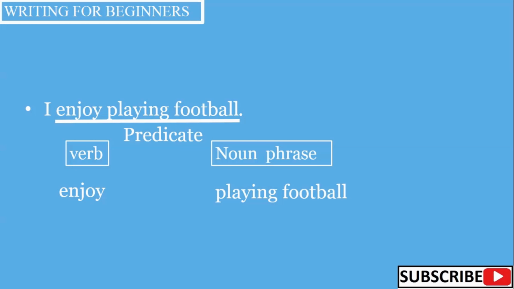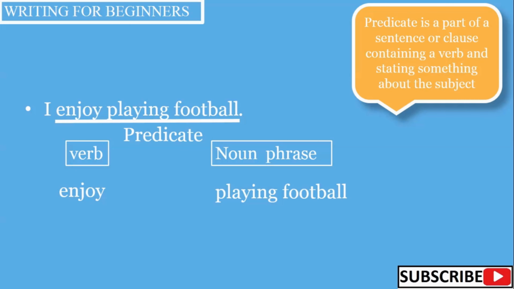So you can remind yourself of that definition again. A predicate is a part of a sentence or clause containing a verb and stating something about the subject. Same as here, this predicate is stating something about the subject. Noun phrase, playing football. Who is playing football? I. So enjoy as well is with a noun phrase. These two, verb and noun phrase, make one predicate for the subject, which is I. It means in a predicate after the verb we can have a noun phrase, adverb phrase, adjective phrase or prepositional phrase as well.